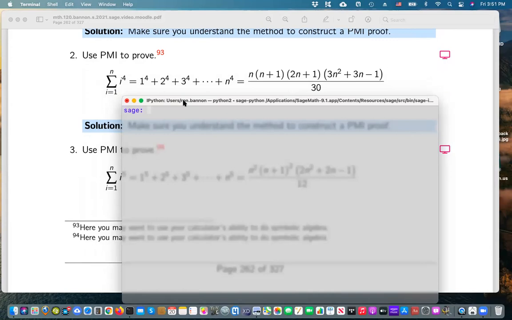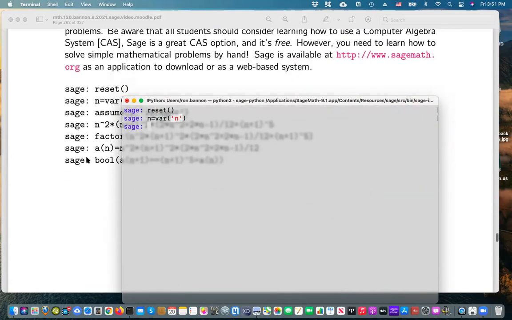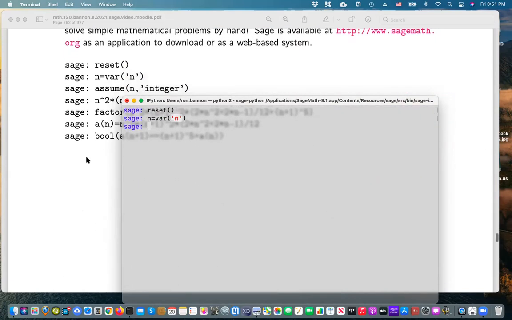And I noticed that there's n as a variable, but before I do anything, I'm going to reset. I think you probably remember doing this before. N equals a variable. And I'm going to say n is my variable. And I want to look at my code over here because I'm new at Sage, right? So I guess I did this, I did that. And it says assume n is an integer.